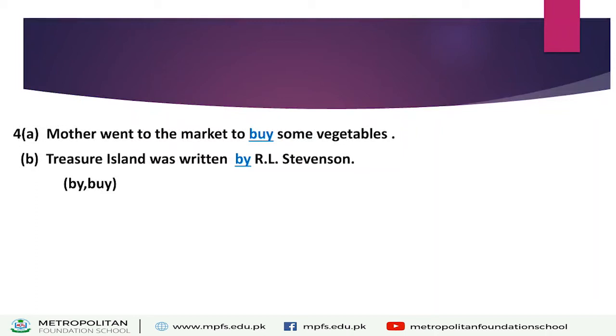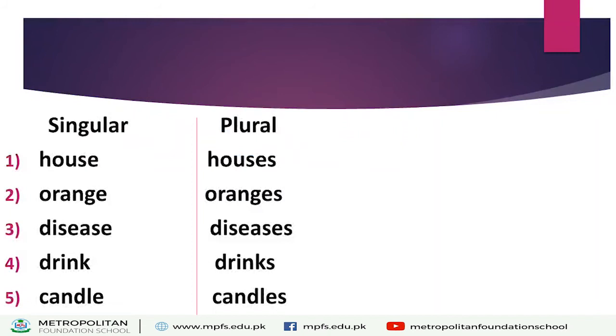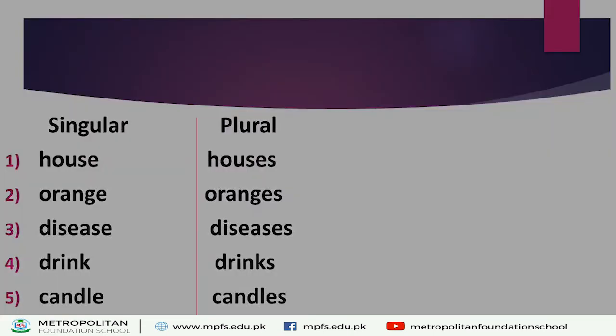The first one is A: Zara could not answer even one question. B: Sanam answered all the questions and won a prize. In number 1, both words have the same pronunciation, but they have different meanings and spellings.